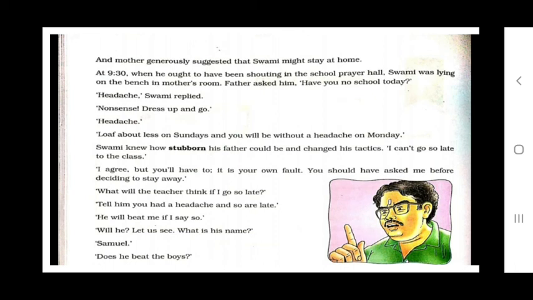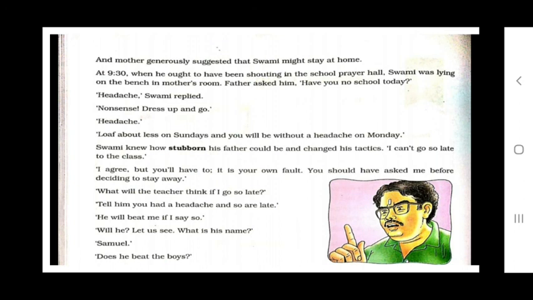Will he? Let us see. What is his name? Samuel. Does he beat the boys? So now father was quite curious to know whether really, if the children go late to the class, the teacher beats them, punishes them. So he wanted to know his name. And what was the name of the teacher? Samuel. And he wanted to know, does he beat the boys? Really? So, what answer he gives, we will read next.